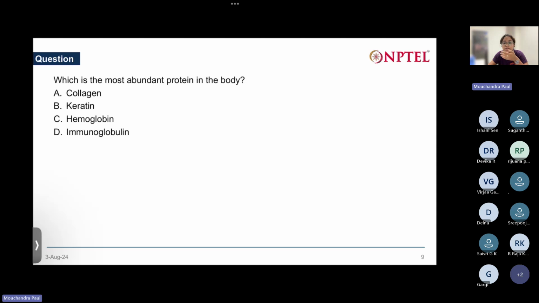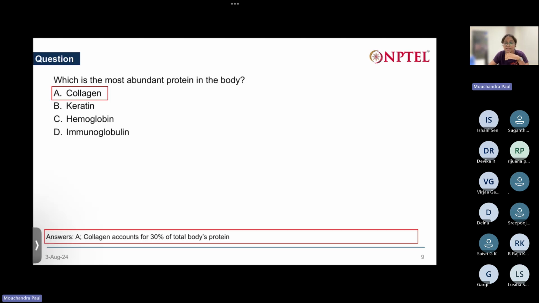The question is for you guys to answer. If anyone knows, you can unmute yourself. Collagen. Okay, be confident. You should say collagen. All right. Anyone else would like to try? Yes, go ahead. It's a simple GK type of question. Collagen. Okay, so we got two responses. So the correct answer is in fact collagen.